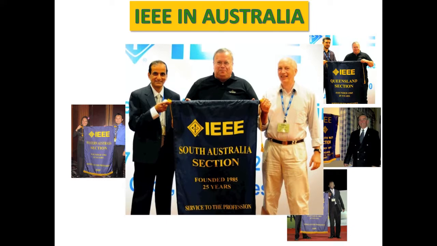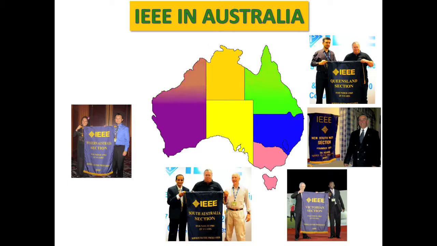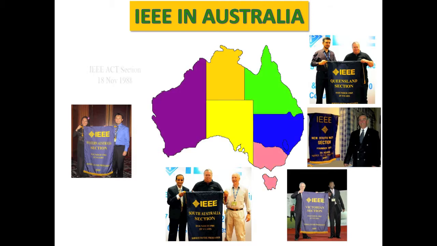After the transformation of the Australian section into New South Wales section, and with the establishment of the Queensland and South Australia sections in 1985, Jim Vassalou petitioned for formation of an IEEE Australia Council in early 1985. Approval was granted in December 1985, and the first Australia Council meeting was held on the 30th of May 1986.